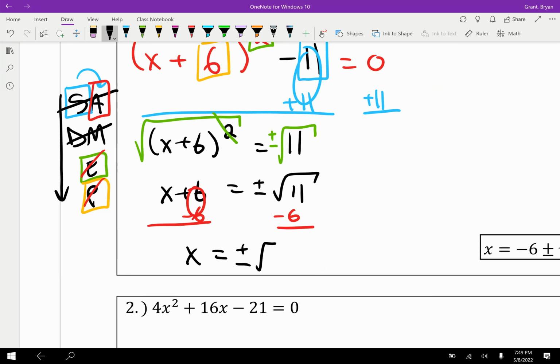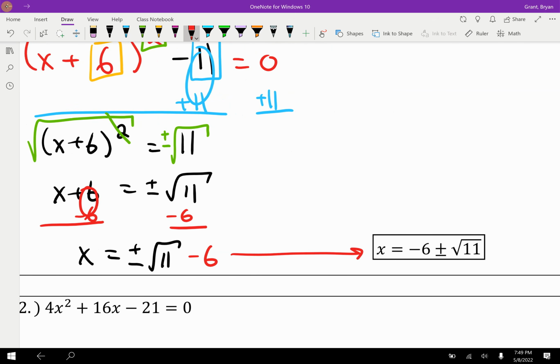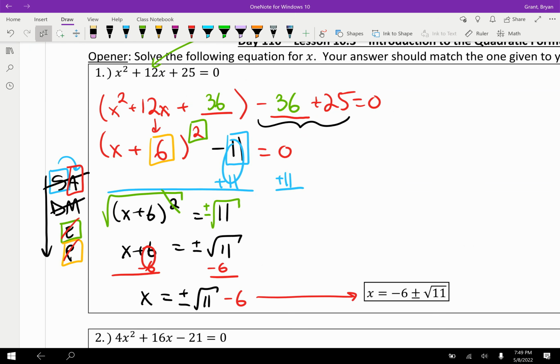Sometimes I get the question, where does that negative 6 go? And the answer is it doesn't matter. You could write it at the end. That's okay. But it is more common to put the nice number, the integer number, out front of the plus minus. And that's it.